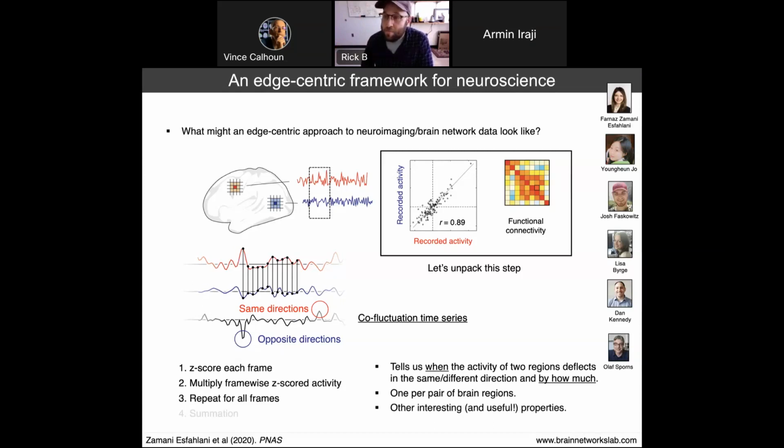What I'm going to claim, we can debate this, I'm happy to, is that these cofluctuation or edge time series have interesting, just intellectually interesting properties, but also, I'm going to claim, useful properties for neuroscientists and cognitive neuroscientists and network neuroscientists. And I'm going to tell you about that in the following slides.